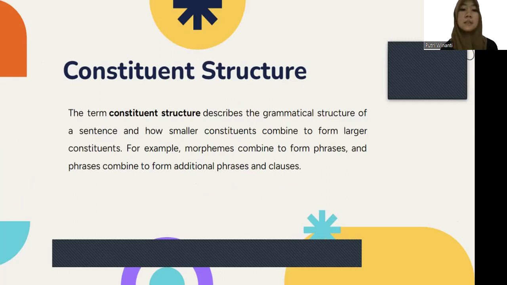Constituent structure. The term constituent structure describes the grammatical structure of the sentence and how small constituents combine to form larger constituents. For example, morphemes combine to form phrases, and phrases combine to form additional phrases and clauses. Additionally, each sentence will typically contain two main constituents, the subject and the predicate. Subjects are often nouns or noun phrases, and predicates are often verb phrases. However, this isn't always the case.